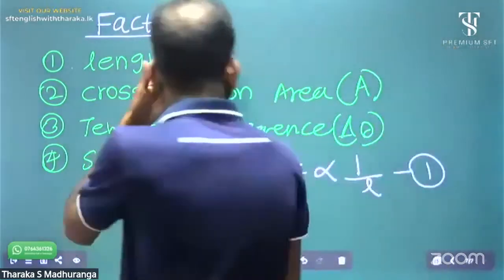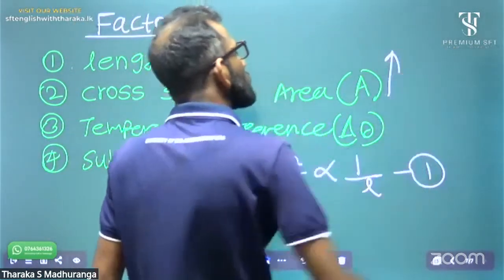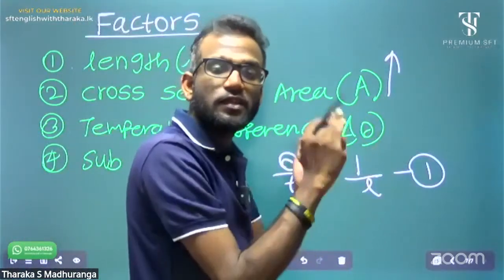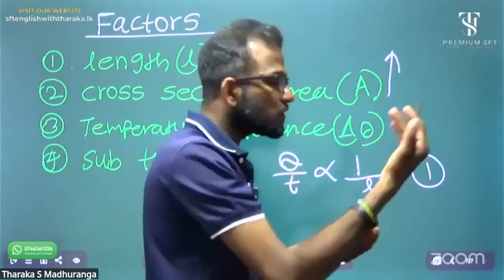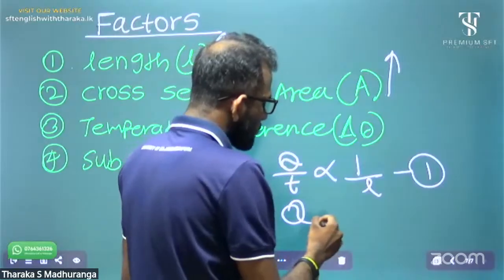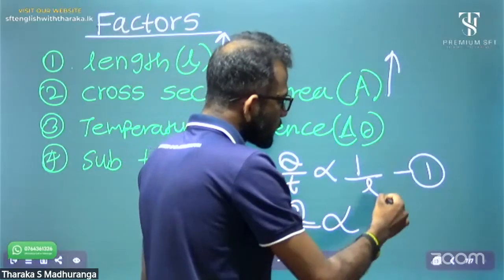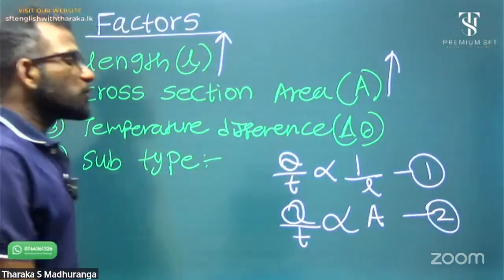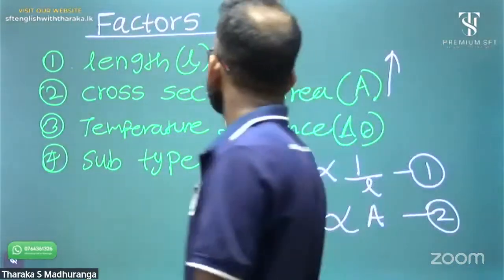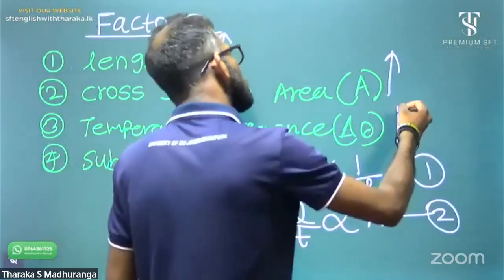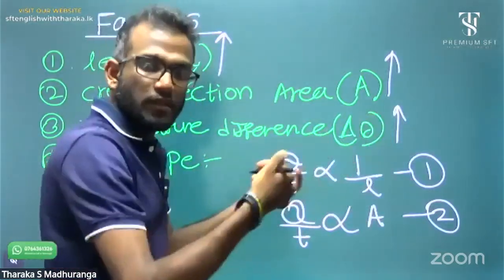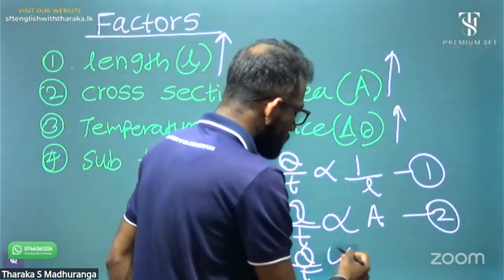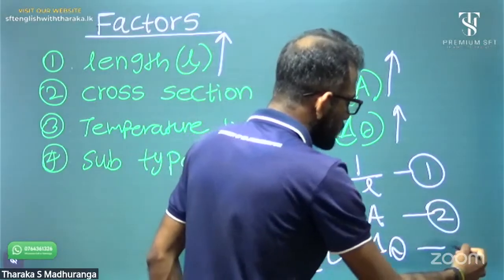But when the cross section area increases, what happens? It is an easier path to transfer heat. Therefore, it is directly proportional: Q over T is directly proportional to A. That's my second equation. When the temperature difference increases, the thermal conduction rate is greater. So Q over T is directly proportional to the temperature difference, delta theta, as well.